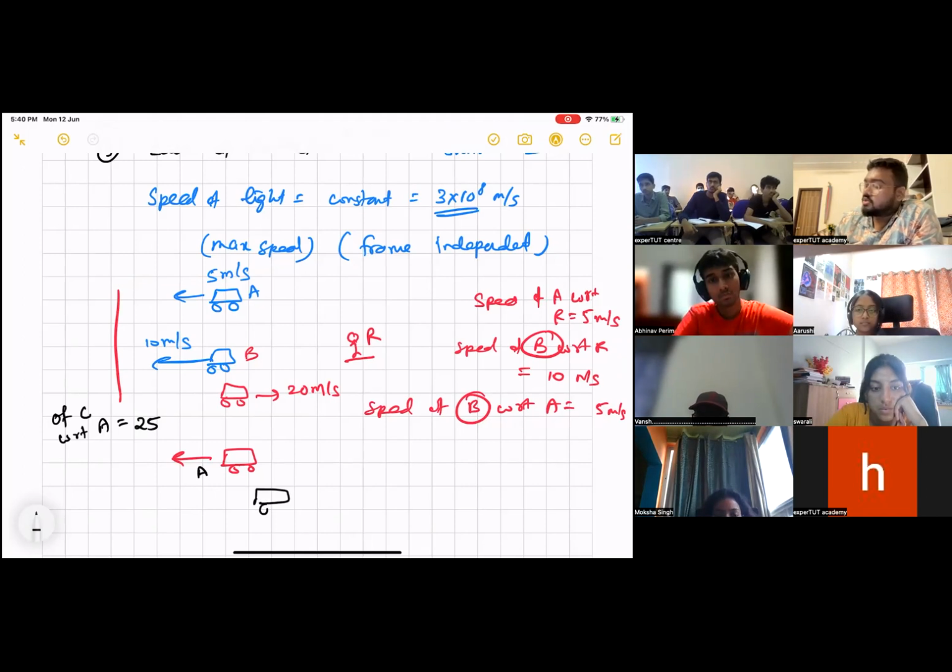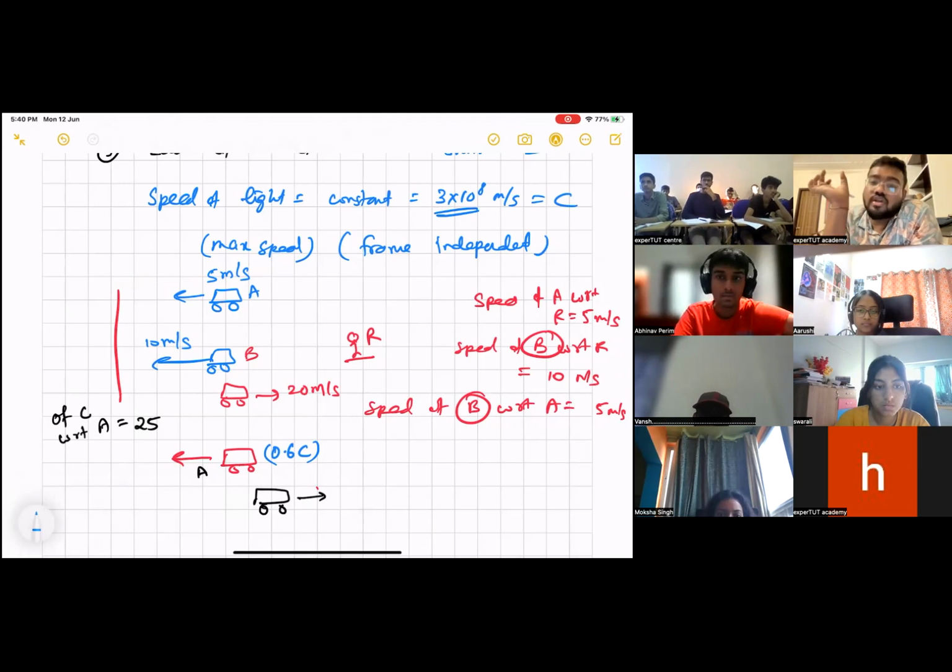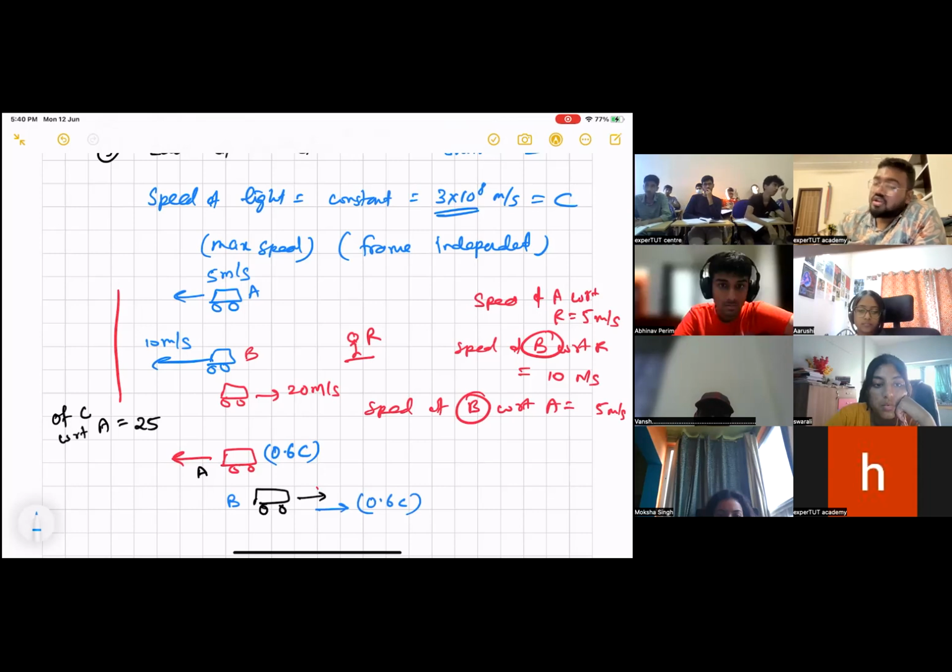A spaceship A, spaceship B. Now this is going at, let's suppose, 0.6 times the speed of light. So it is 0.6 times C, where C is 3 into 10 power 8 meters per second. It is 0.6 times of that. And if B is going to the right, again with 0.6 C, what is the speed of B with respect to A? What should you answer?